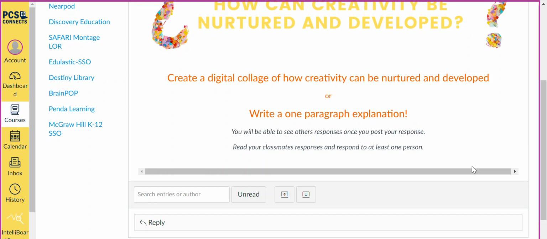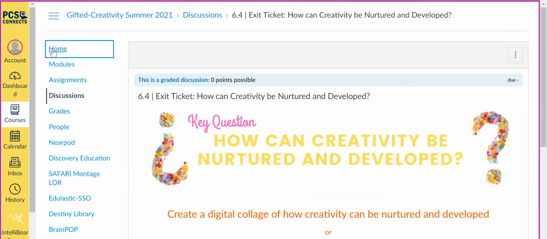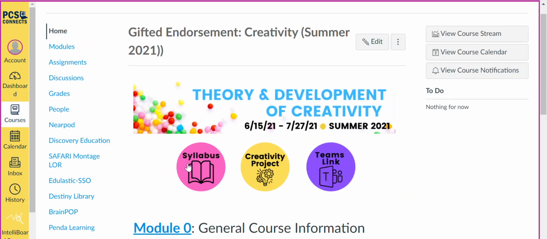And so here I'm just trying to meet each of your needs: do you want to be a little bit more hands-on, or do you want to be more textual and write out your thinking? So two options there, post that. And that's all we have for Module 6. It's so easy this week in regards to the course load.